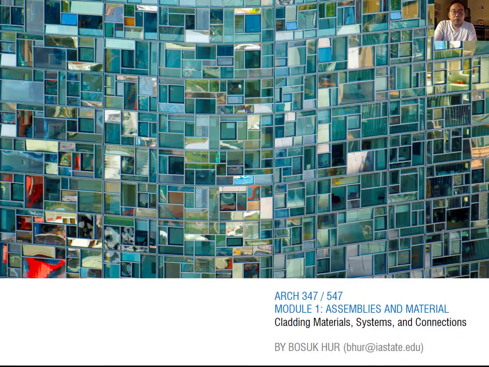So good afternoon everyone. Today we have the last lecture on module 1. We continue to talk about the cladding design. We talk in more detail about how you assemble the frame and your glazing system. Also we talk about the sun shading device.